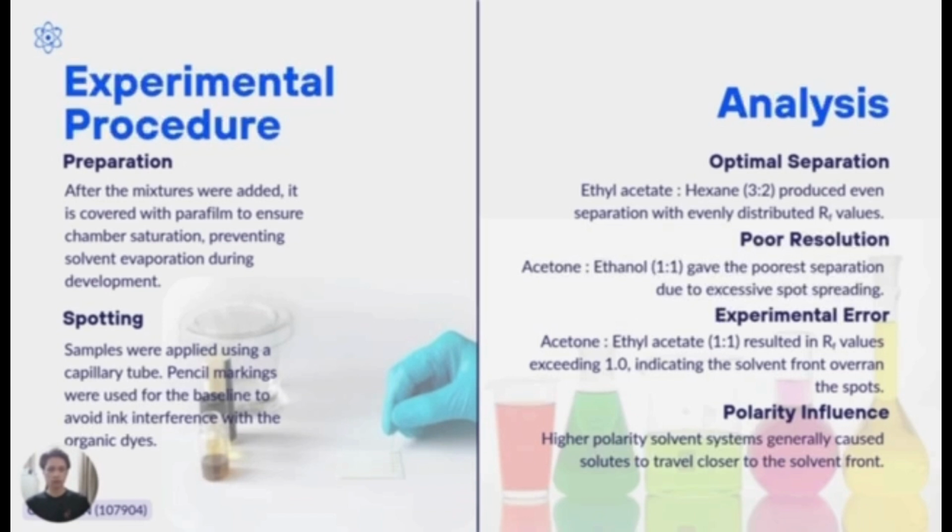One of the ones with the most error is the acetone and ethyl acetate 1-to-1 ratio, resulting in an RF value exceeding one, indicating that the solvent front overran the spots. So we see the polarity influence of the mixture, where higher polarity solvent systems generally cause solutes to travel closer to the solvent front. So that is all for the discussion.